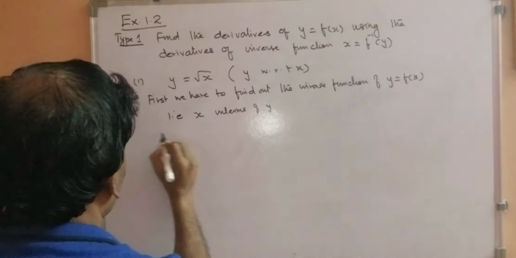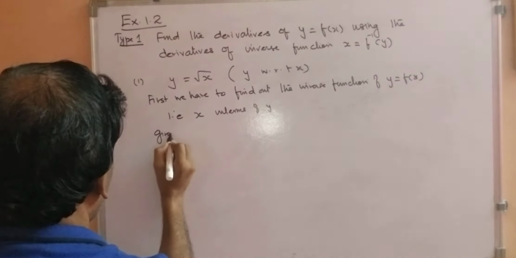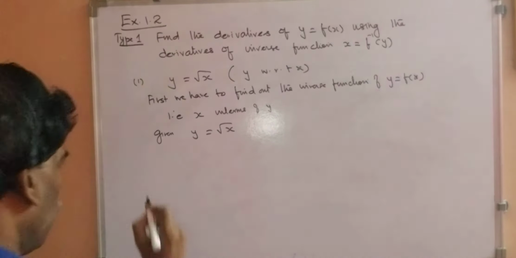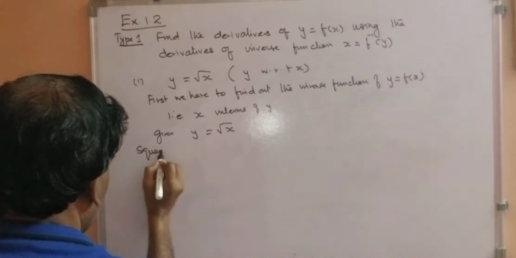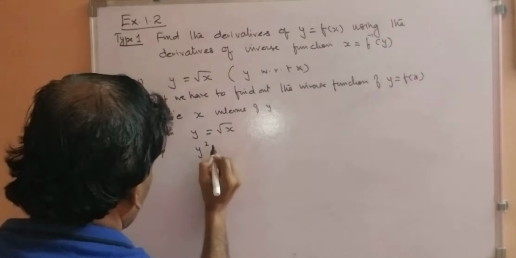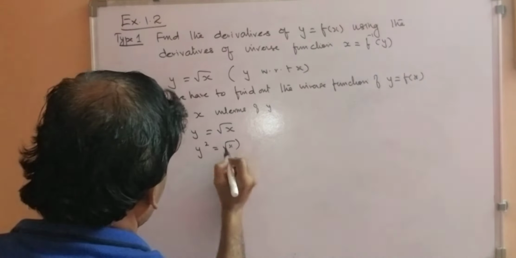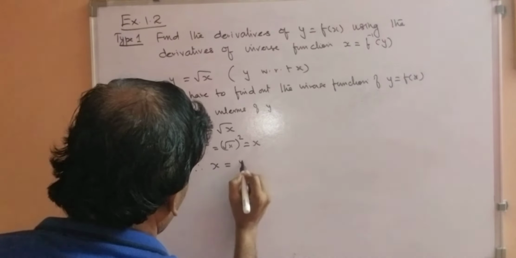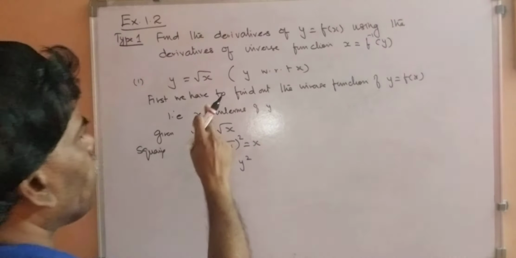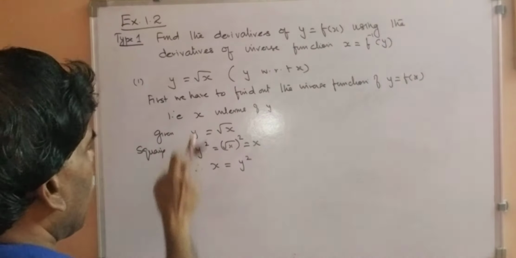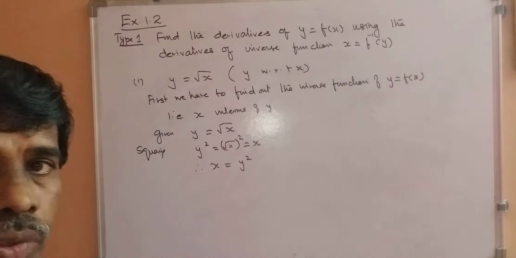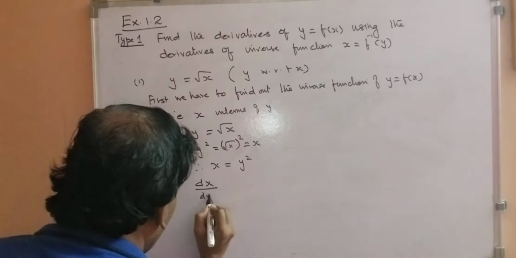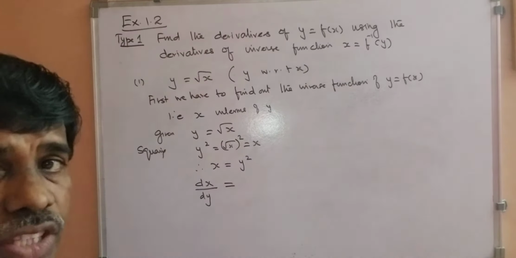See now here, given y equal to root x. Now squaring on both the sides, what we will get, y square equal to square root of x square, that is equal to x. That means you have got x equal to y square. See here, now we got x in terms of y. So now what you have to do, you have to find out the derivative of x with respect to y, not with respect to x, with respect to y.